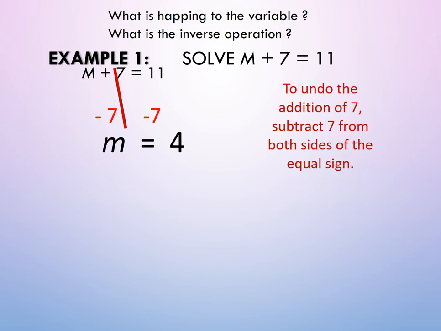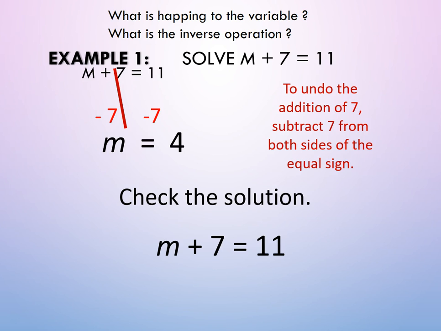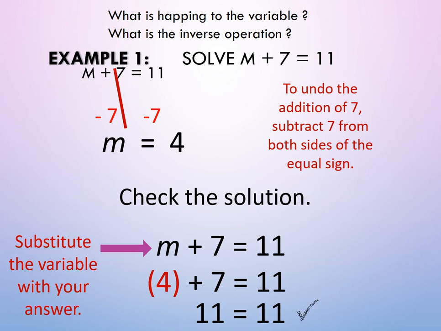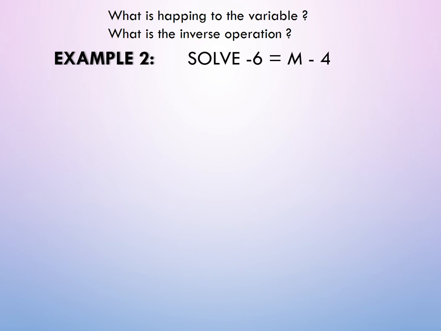Now, we always want to be safe, so we're always going to resubstitute back in to check the equation. To check m plus 7 equals 11, I would take the m and substitute it with my answer, which is 4, which gives me 4 plus 7, and 4 plus 7 equals 11. Yes, that is true, 11 equals 11. So doing the inverse operation for addition is as simple as subtracting on both sides.